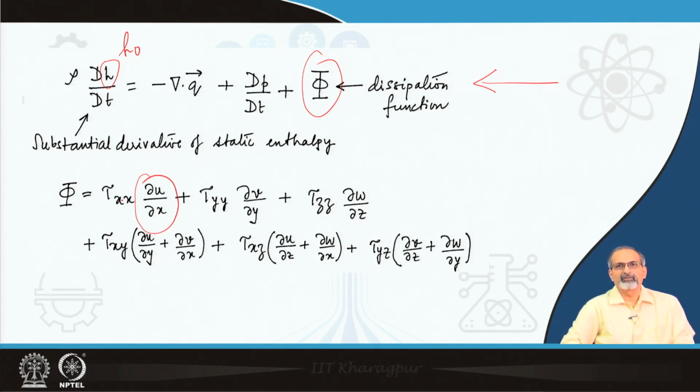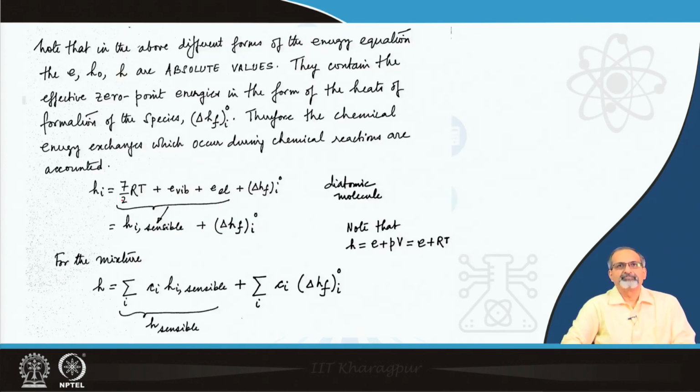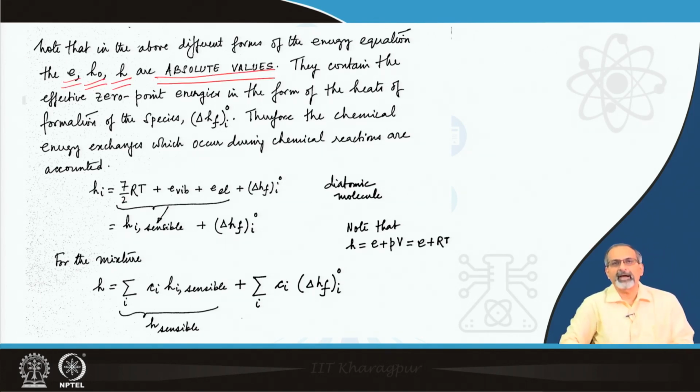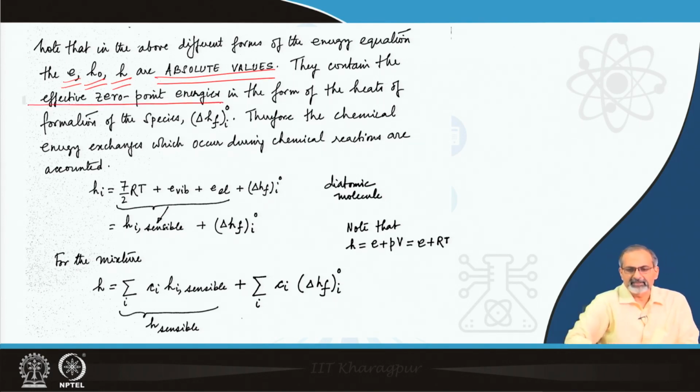You need to take note of the fact that the dissipation function will bear a very strong value in regions where strong gradients of velocities exist. In the above different forms of the energy equation, the internal energy, the stagnation enthalpy, the static enthalpy, all that we were considering were taken in the form of absolute values. They contain the effective 0 point energies in the form of heats of formation of the species. So, this is included in their definition.